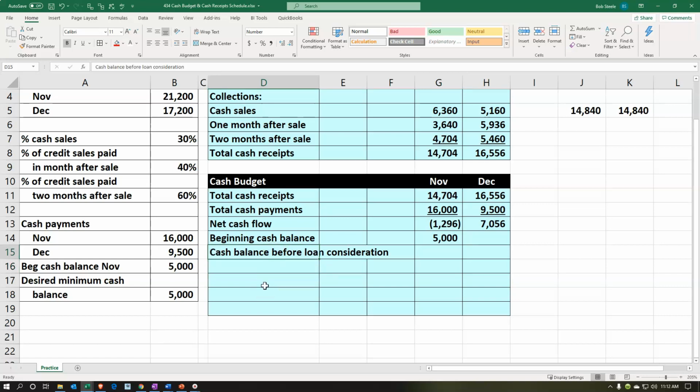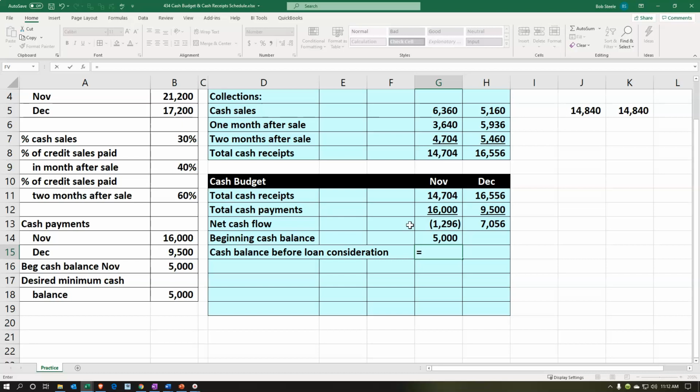Then I'm going to create a subtotal here, basically being the cash balance before the loan consideration. So before we consider any minimum balance loan consideration, we're going to add this up. So this is going to be the sum of these two, which will take the 5,000 minus the net decrease in the cash flow, because that's a negative and a positive number.